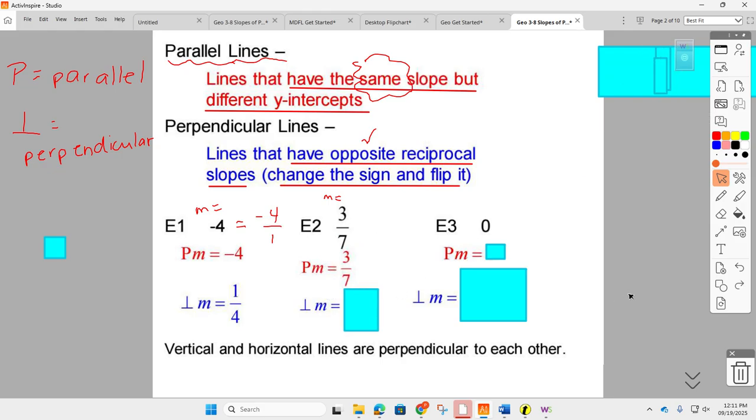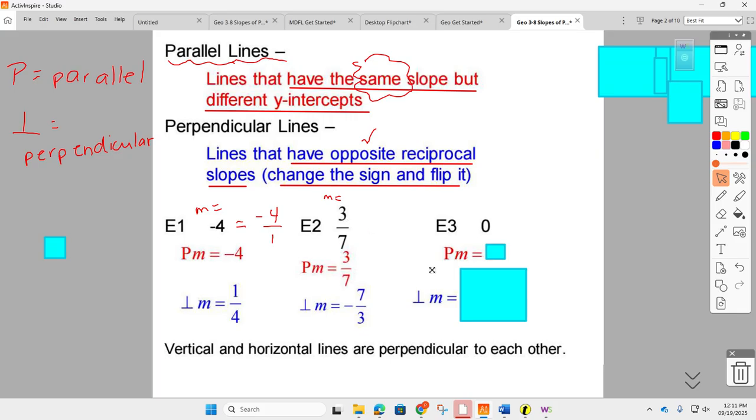What is the slope of a line that's perpendicular to this line? Think. Right. So if it's a positive, now we're going to change it to a negative. Let's change the sign and then flip it. Put the numerator where the denominator is, the denominator where the numerator is.